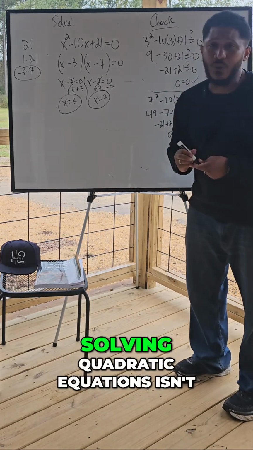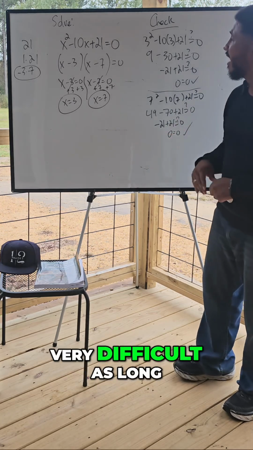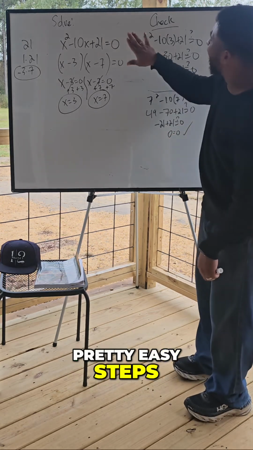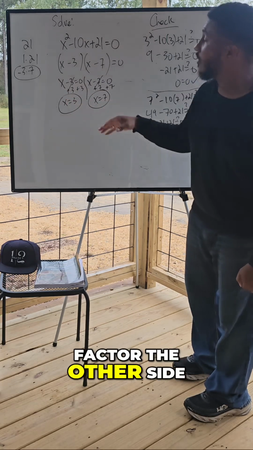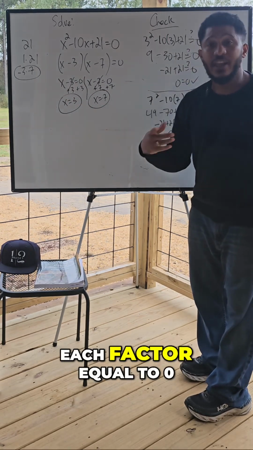And so again, solving quadratic equations isn't very difficult as long as we follow some pretty easy steps. Get 0 on one side, factor the other side, then we can set each factor equal to 0.